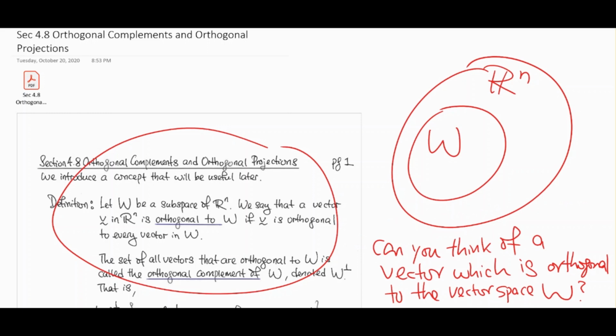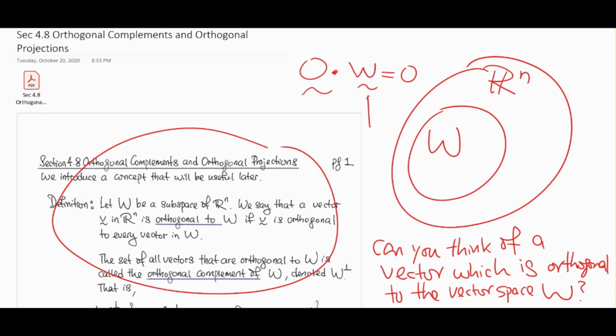Think of a vector whose dot product with every single element from W will give you 0. What is that? Are you thinking the same as what I'm thinking? There's one very, very special vector that has that property. That vector is the 0 vector. The 0 vector dot every single vector from W is going to be 0.